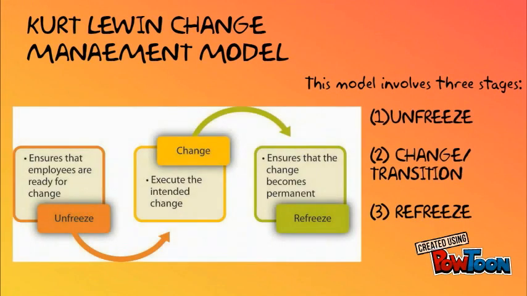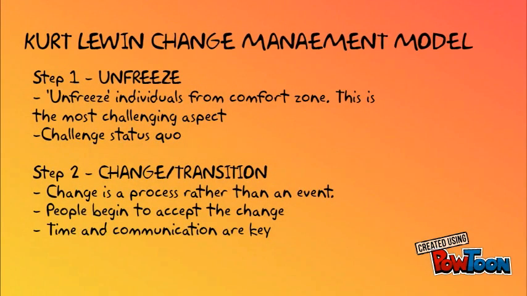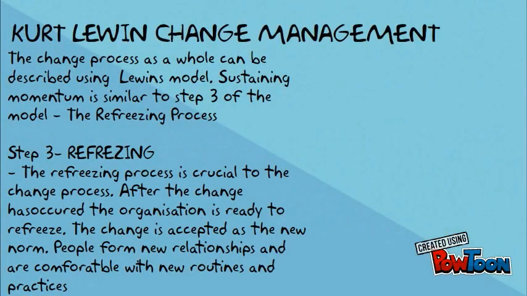Kurt Lewin developed another effective change management model which highlights 3 stages: unfreeze, change or transition, and refreeze. The first step involves unfreezing individuals from their comfort zone and challenging the status quo. The second step is the point at which people begin to accept the change, and timing and communication are key. Lewin's model describes the change process as a whole. Sustaining momentum is similar to the refreezing process, the point at which the change is accepted as the new norm and new routines and relationships are formed.